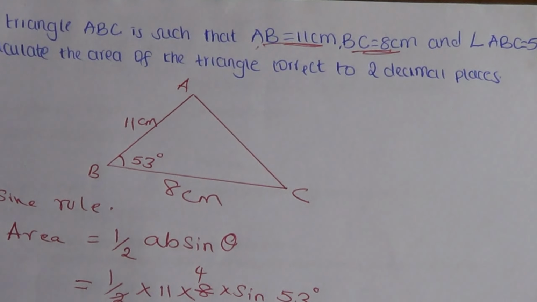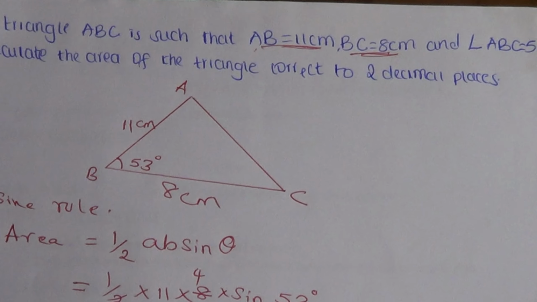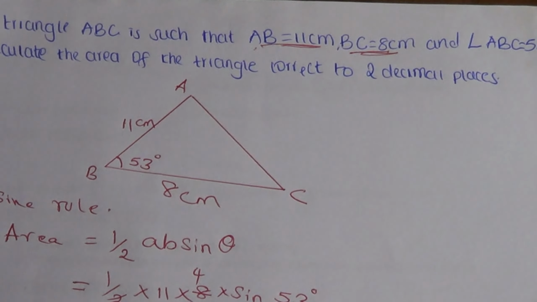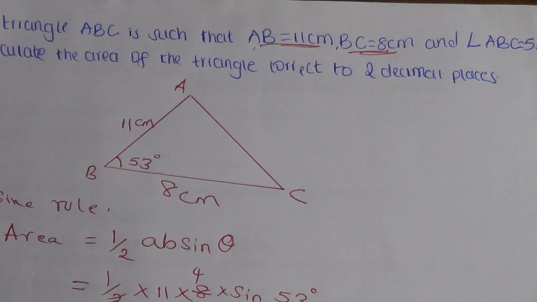It is going to be, let's say 44 times sine 53, we get the answer to be 35.14 centimeter square. That's why I've changed it into 2 decimal places.